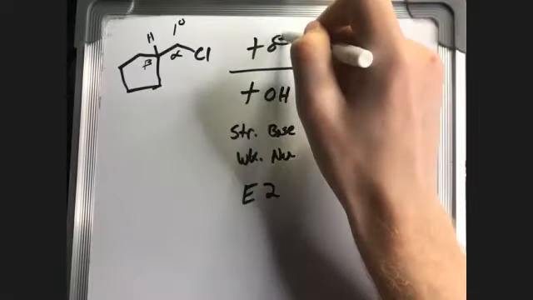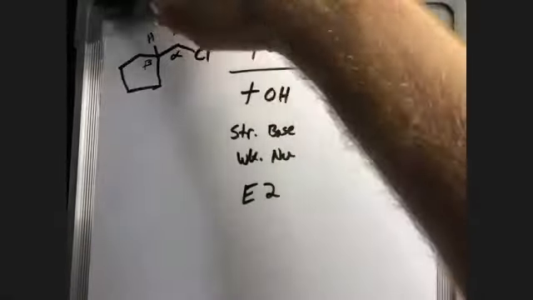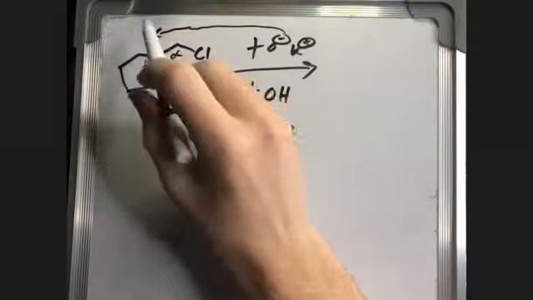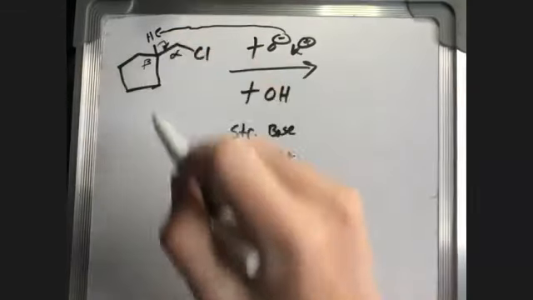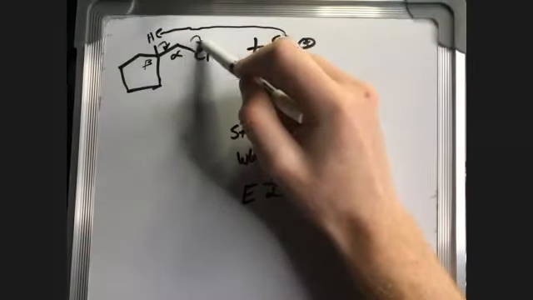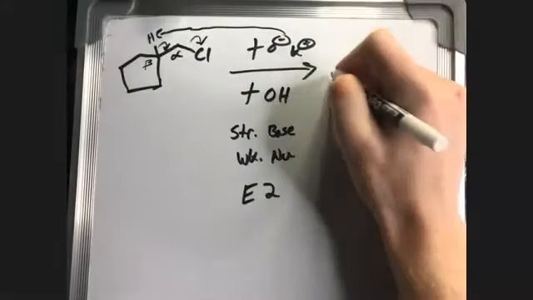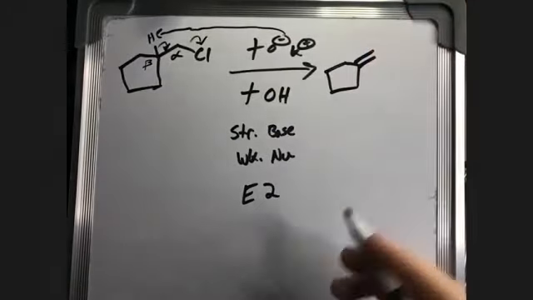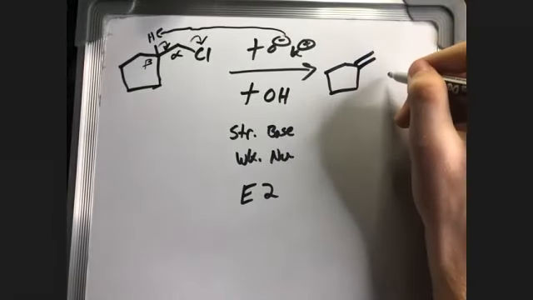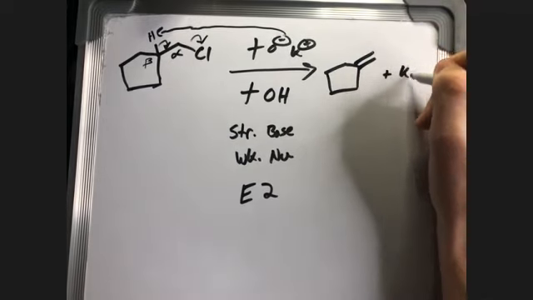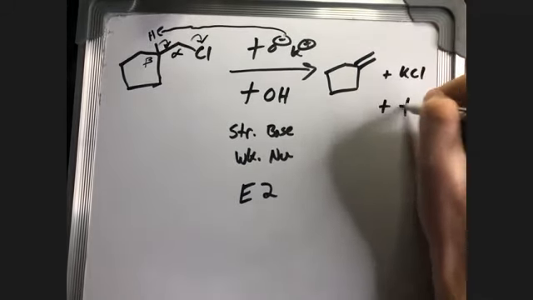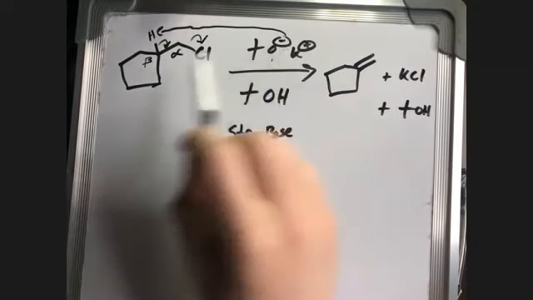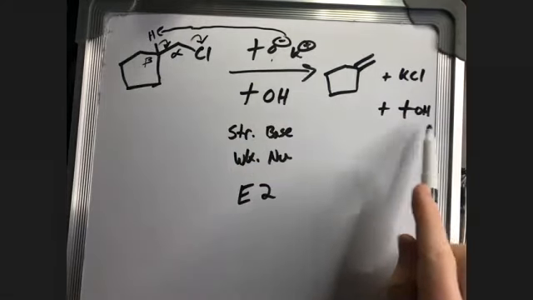So then our base would attack. Let's erase our primary position now. Base will come in and attack the hydrogen. And then you'll get the alkene formation and the cleavage of the chlorine. So you end up with one product, which is this disubstituted alkene. And then you'll get potassium chloride byproduct and T-butyl alcohol, which is when this T-butoxide takes the hydrogen. That's what makes the OH here.